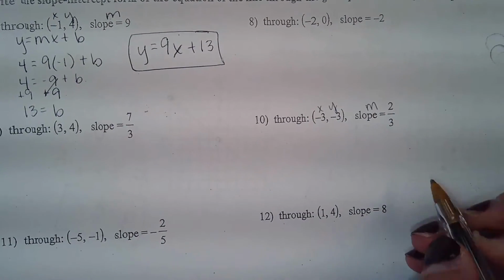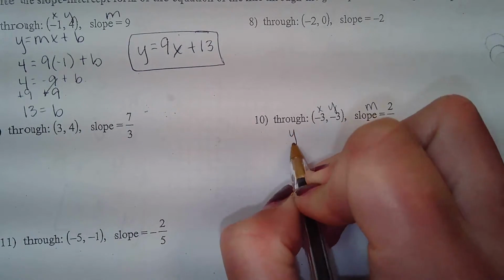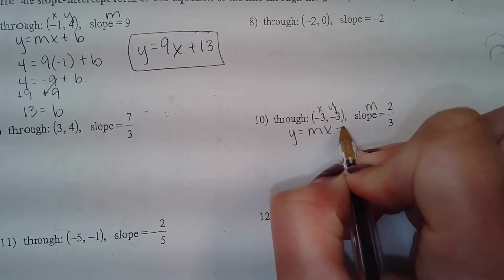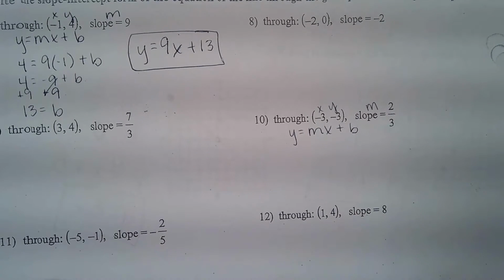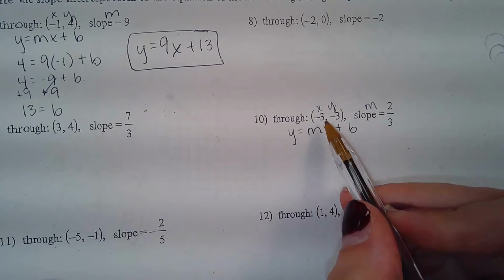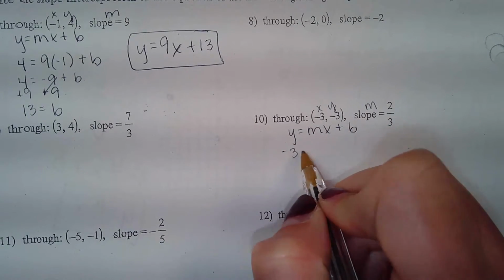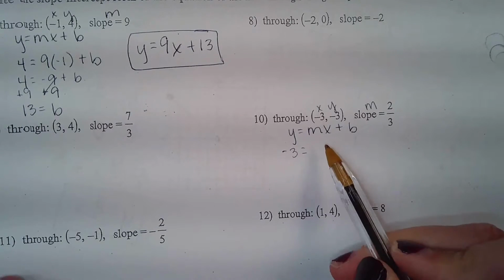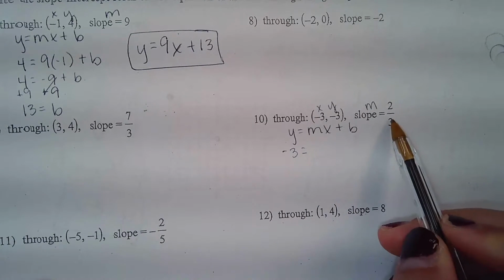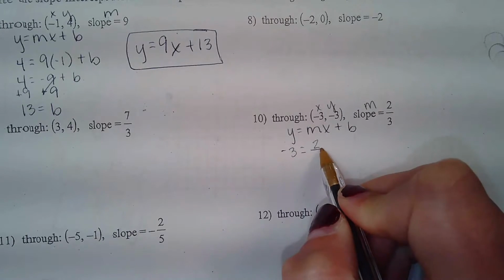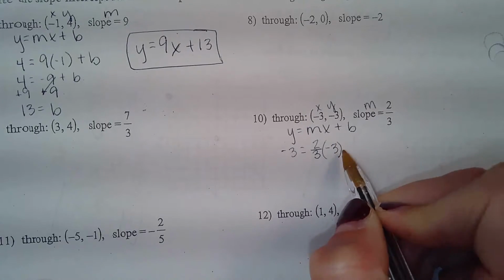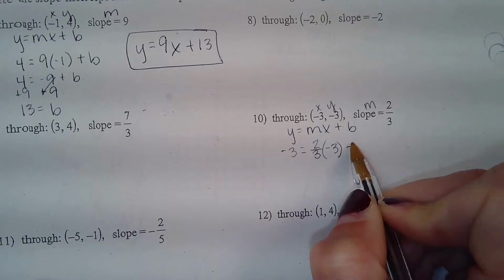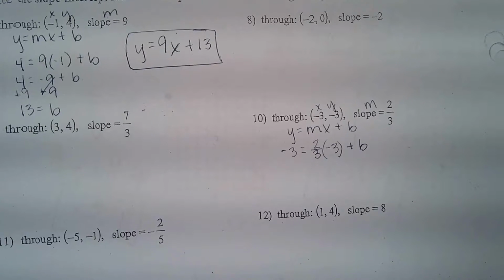What are we going to plug all this stuff into? The equation y is equal to... It'd be -3 equal to 2 over 3. So in place of... slow your roll. Not everybody's that fast. I'm so glad that you got it, but we're not all there yet. Instead of y, what are we going to put? Instead of m, what are we going to put? 2 over 3. Instead of x, what are we going to put? And then with b? Plus b, because that's what we're trying to find, right?